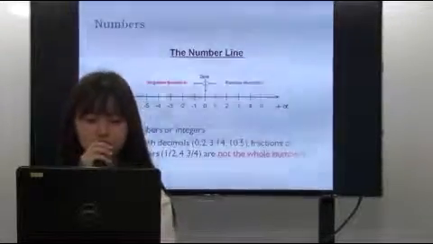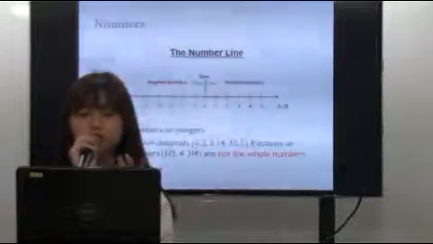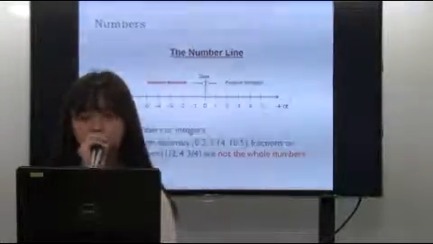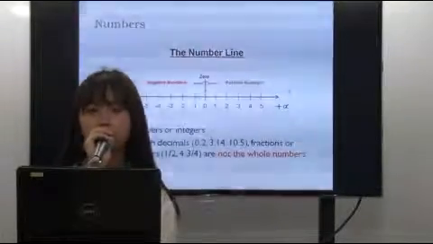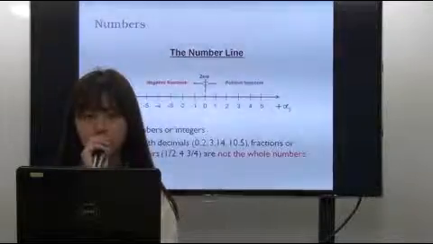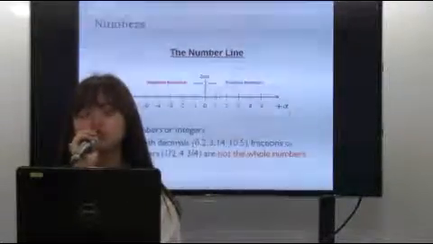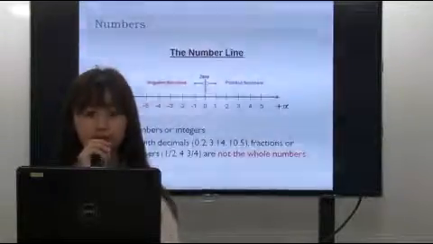The numbers can be positive or negative. We can show them on the number line. The numbers to the right of 0 are positive and the numbers to the left of 0 are negative. The number 0 is neither negative nor positive.